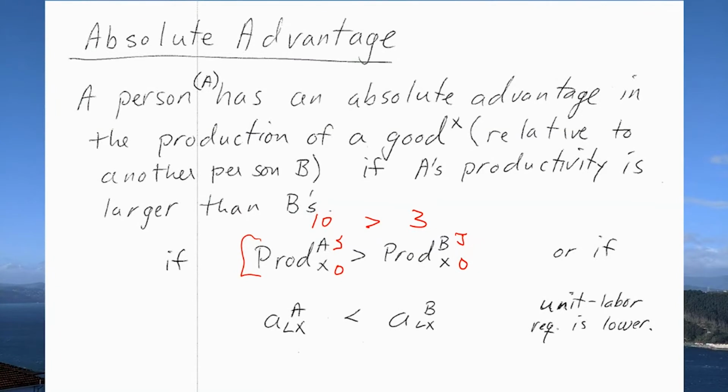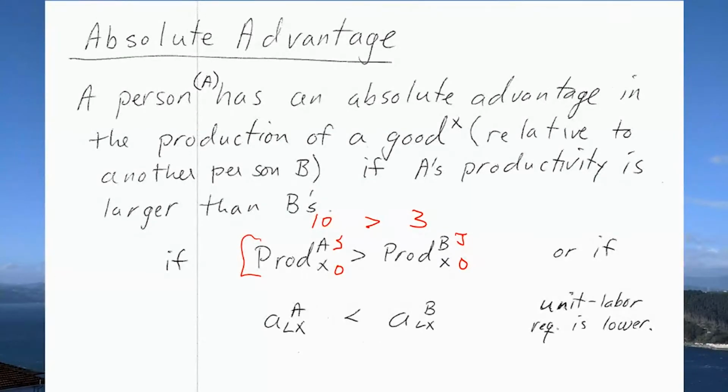And that means that Smith has the absolute advantage in the production of oranges relative to, or compared to, Jones. Another way of saying that same thing, in a looser way, is that Smith's better at producing oranges than Jones is. Smith has better technology, we might say. Or maybe he lives closer to the orange groves than Jones does.